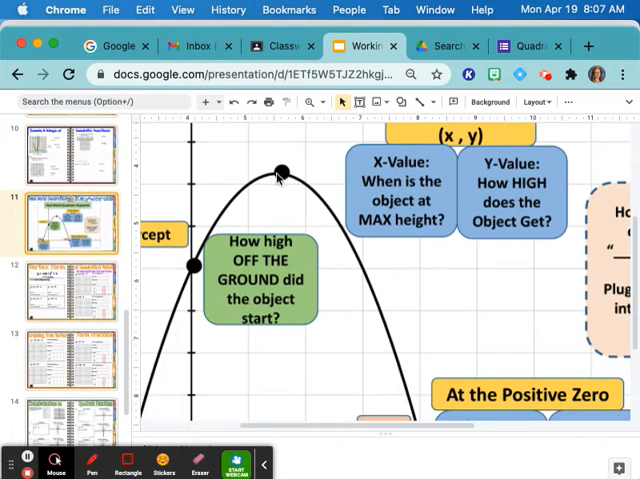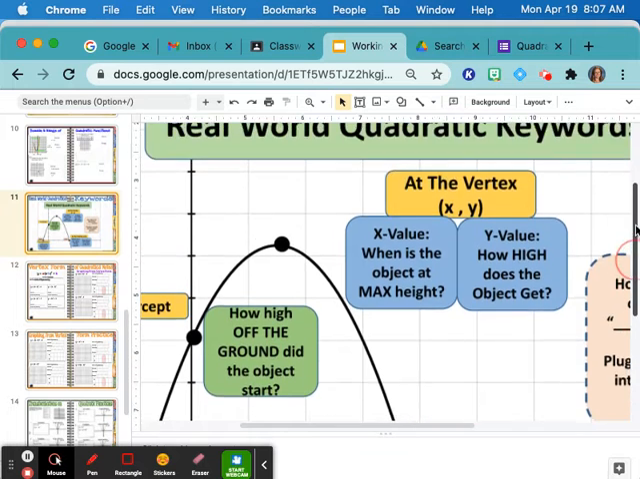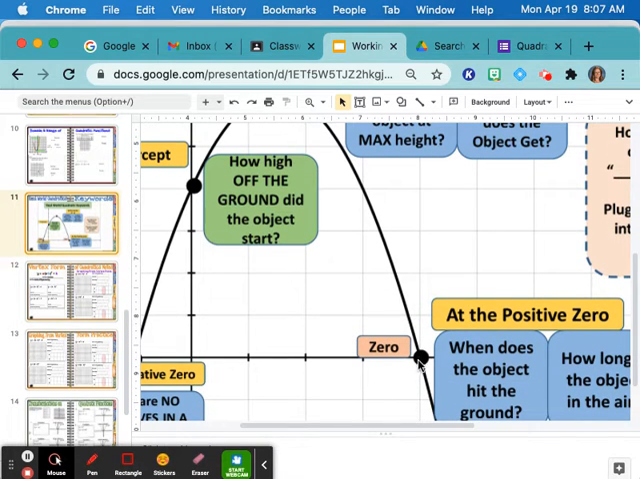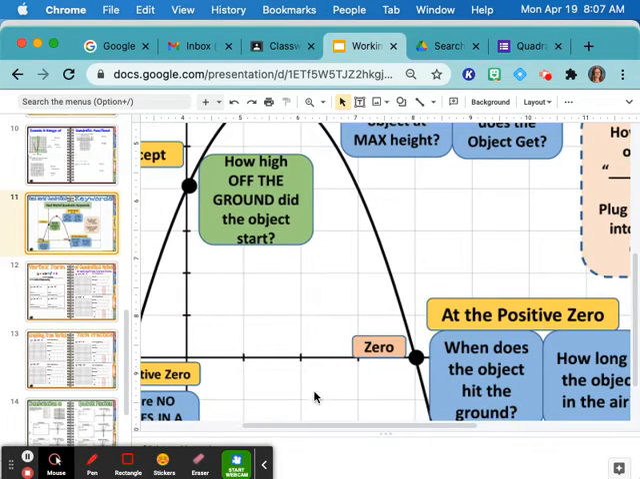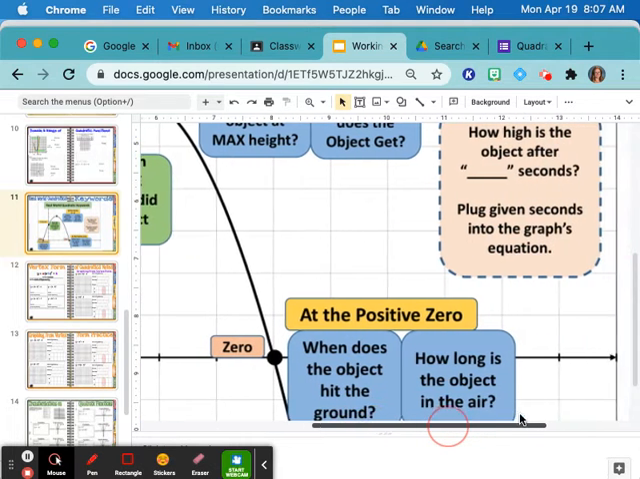And then the ball starts dropping. And it can only go down to the ground level. We're not saying that it's going to go below the ground level. So this is our positive zero. When does the object hit the ground? How long is the object in the air? To figure out how long the object is in the air, you count how many increments this is. That would be how long the object is in the air. And when does the object hit the ground? That'd be your number of seconds, minutes, whatever it is.